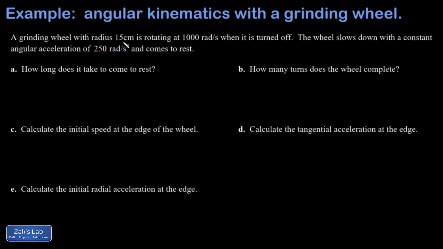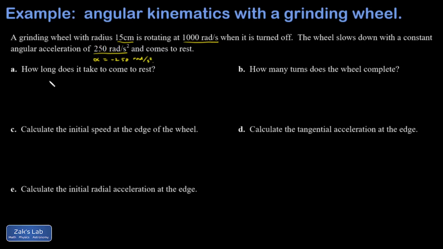So I have a grinding wheel with a radius of 15 centimeters. It has an initial velocity given in radians per second. That's nice. And it slows down with a constant angular acceleration of 250 radians per second squared and comes to rest. So one important point about this problem is if I'm going to consider the rotational velocity to be positive, to be slowing down, the angular acceleration must be negative. So that's going to count as a negative 250 radians per second squared.